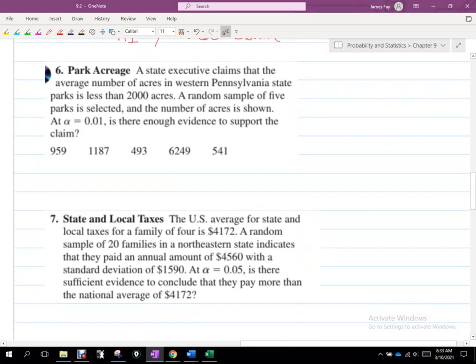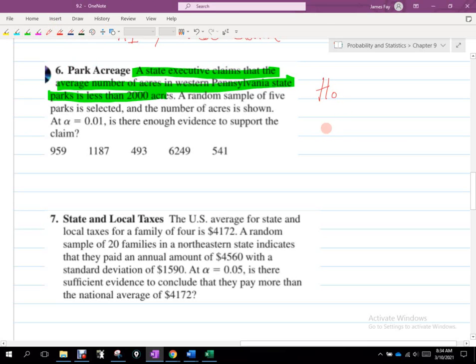Number 6 says a state executive claims that the average number of acres in western Pennsylvania state parks is less than 2,000 acres. That's very similar. My hope is that you start to see a lot of these questions are very similar, with different scenarios. We're going to have H sub 0, the null hypothesis, and the alternative hypothesis. We're talking about an average again, so mu. Now it says less than 2,000 acres. Where does that go? Null hypothesis or research hypothesis?